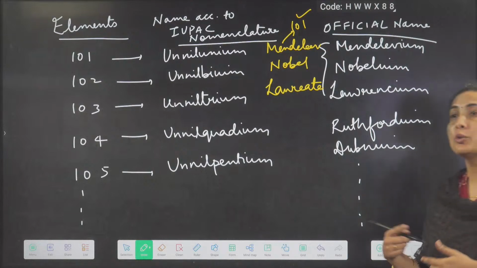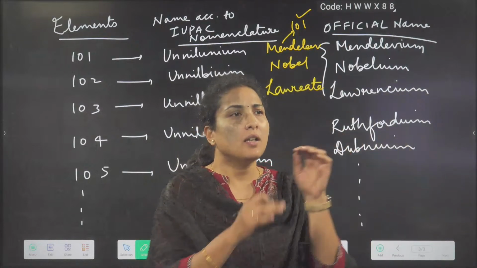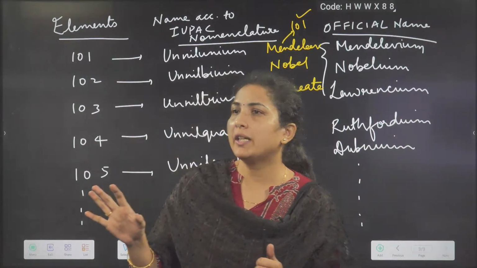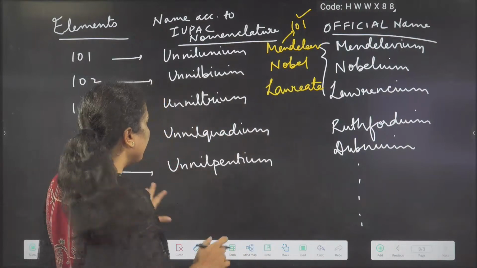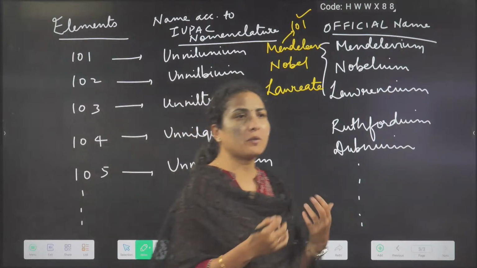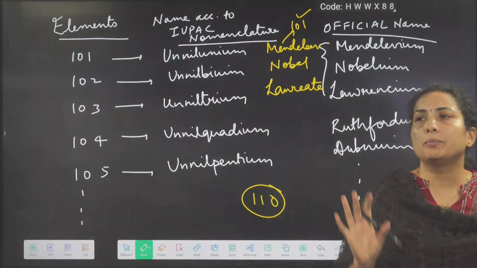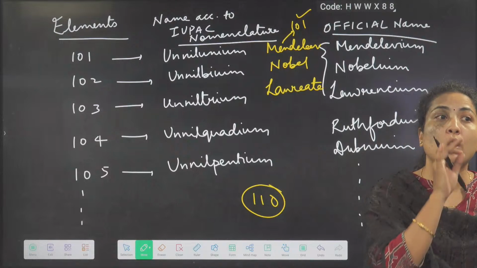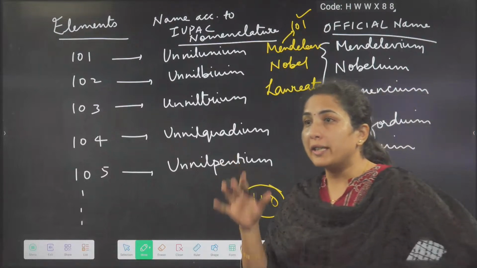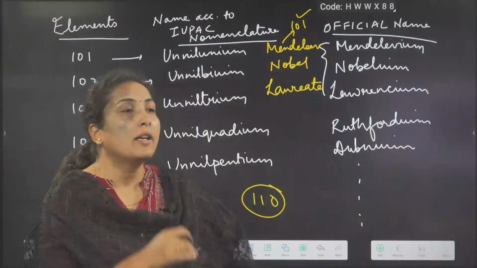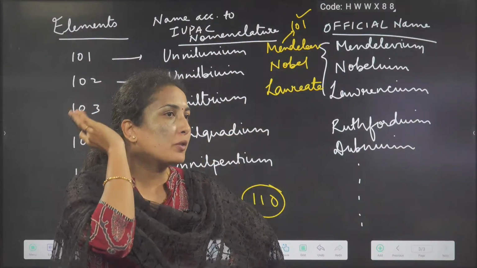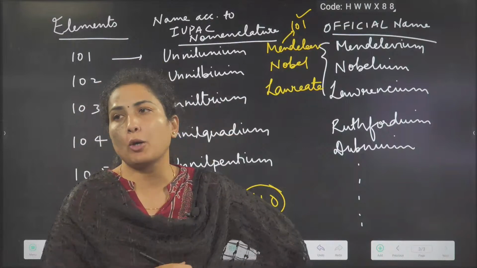Now, what kind of question can you expect from here? If the examiner is kind enough, they will say there is an element whose atomic number is 110, its name will be... So they may give you options like Ununnilium. But if they really want to test whether you know the name or not, they may not give you this option. The Ununnilium option will not be there.